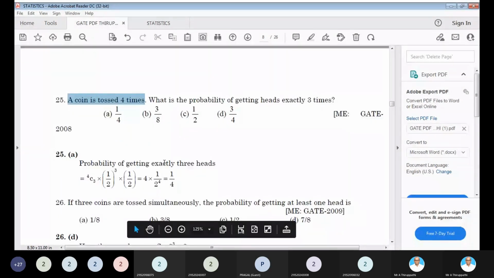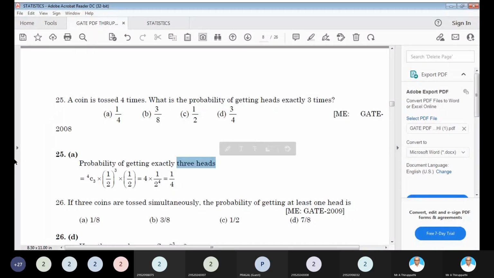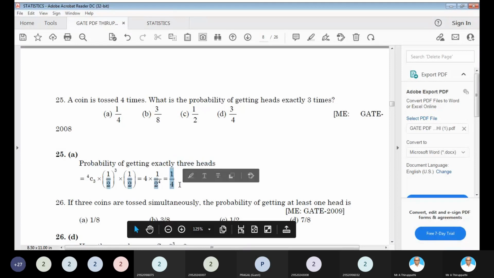The probability of getting exactly 3 heads, that is P of x equal to 3, is 4C3 into p power x into q power n minus x, that is 1 by 2 to the power 3 into 1 by 2 to the power 1, which is 1 by 2 to the power 4. 4C3 is nothing but 4C1, and 4C1 is nothing but 4. So 4 into 1 by 2 to the power 4. 2 to the power 4 is 16, so 4 by 16, 1 by 4. Answer is equal to 1 by 4.